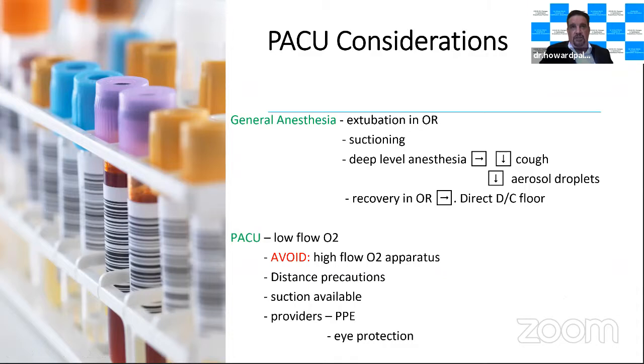However, given economic considerations and turnover times, many of our general anesthesia patients do end up going to the postoperative anesthesia care unit. Once they have arrived there, those personnel need to use adequate PPE. We need to maintain social distancing, and we need to stress that frequent and intermittent hand hygiene is an important component of prevention in this scenario. We avoid high flow oxygen apparatus, particularly in patients who may have obstructive sleep apnea. We also have suction readily available. We use low flow oxygen wherever possible. And of course, we make sure that our anesthesia recovery staff have eye protection because of the risk of coughing and secretions. Next slide.